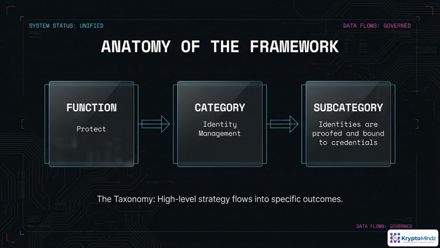Now let's look at how the CSF is structured. Picture it as a funnel. At the top, a function expresses a big strategic goal, like protecting the environment. Each function breaks down into categories that group related activities, such as identity management. Those categories decompose into subcategories, which describe concrete outcomes like verifying identities and tying them to credentials. When you implement controls, you're really implementing these subcategory outcomes while still staying aligned with the higher level business strategy.